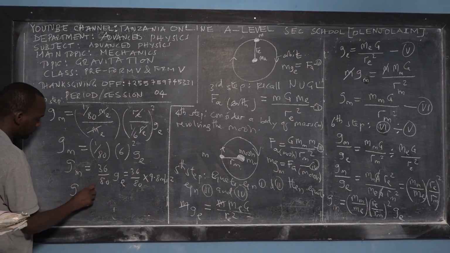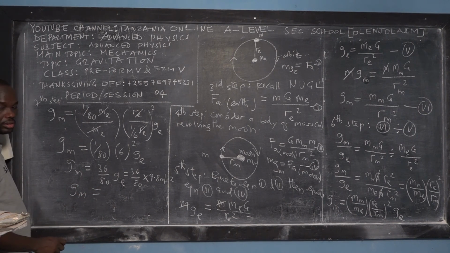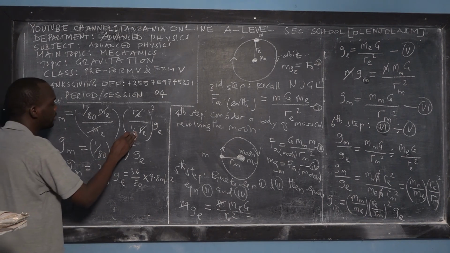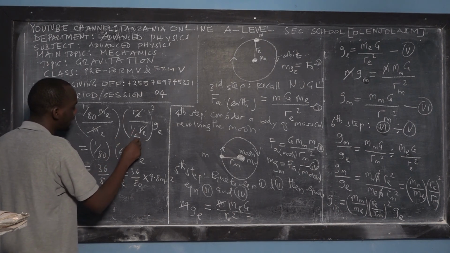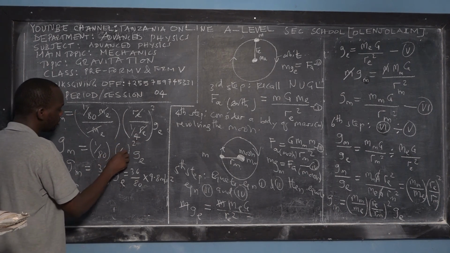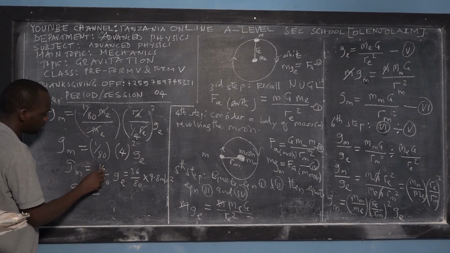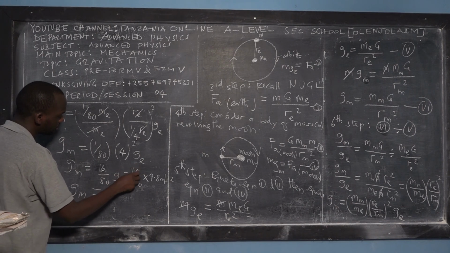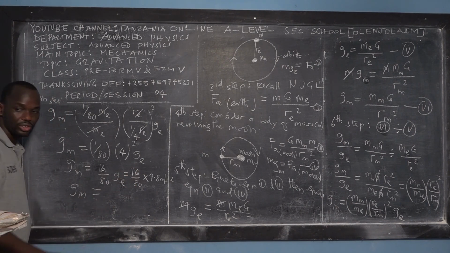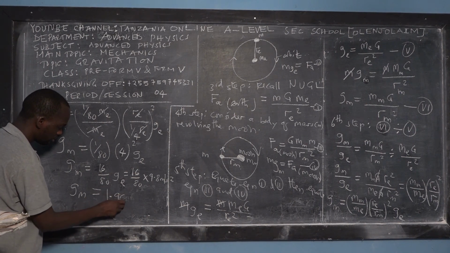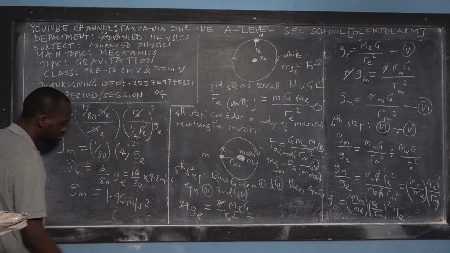So g on the moon is equal to... So if you do your computation, it is 1/4, I'm sorry. This is 1/4 of the radius. I made a mistake. So this is 4, and it will be squared. 4 times 4, which is 16. So this is 16. So if you do your computation, your final response will be 1.96 meters per second squared.